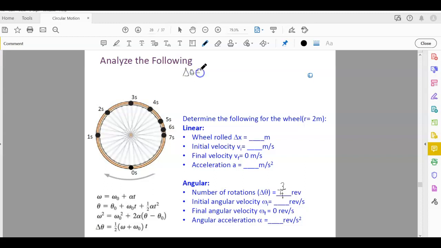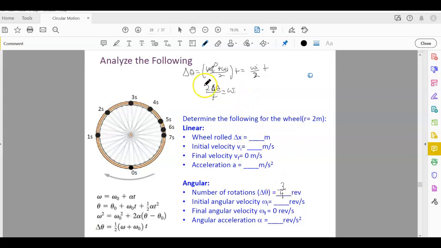So delta theta is going to be equal to omega final plus omega initial divided by 2 times t. All right. Now we need to find out what omega initial is. Omega final is 0, so this is going to be omega initial divided by 2 times t. Well, in order to isolate omega initial, we're going to multiply both sides by 2 delta theta, and divide both sides by t. And this is our initial omega.